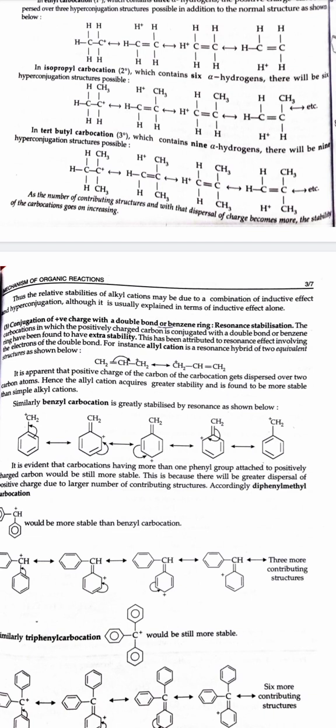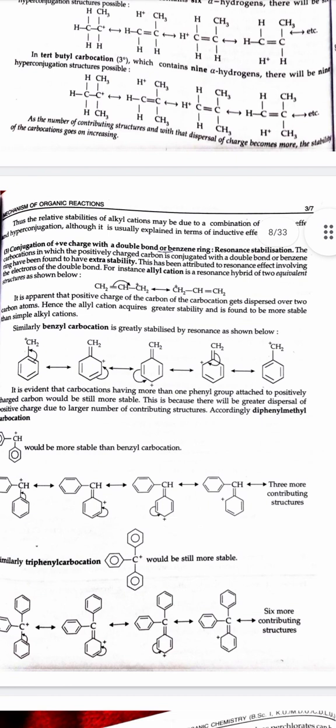The carbocations in which the positively charged carbon is conjugated with a double bond or benzene ring have been found to have extra stability. This has been attributed to the resonance effect involving the electrons of the double bond. For instance, allyl cation is a resonance hybrid of two equivalent structures as shown below. It is apparent that the positive charge of the carbon of the carbocation gets dispersed over two carbon atoms. Hence, the allyl cation acquires greater stability and is found to be more stable than simple alkyl cations.